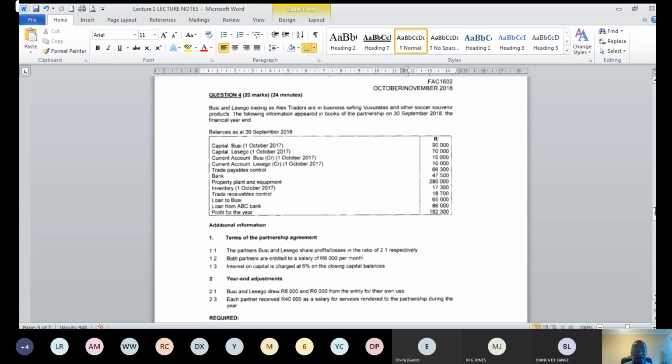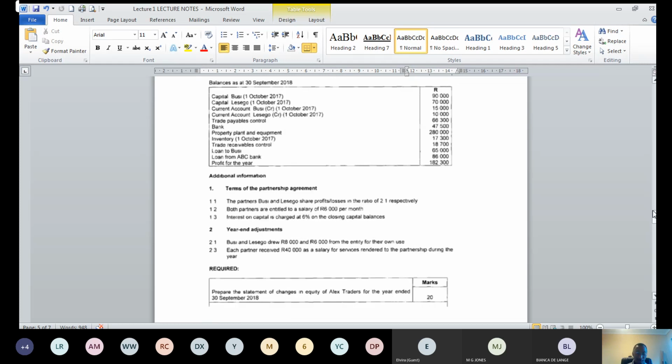Now we take a look at the additional information. Under the additional information, they tell you now the partners, Busi and Lesejo, share profits and losses in the ratio of 2:1. Both partners are entitled to a salary of 6,000 Rand per month. Be careful for that one, per month. And then they tell you that the interest on capital is charged at 6% on the closing capital balances.